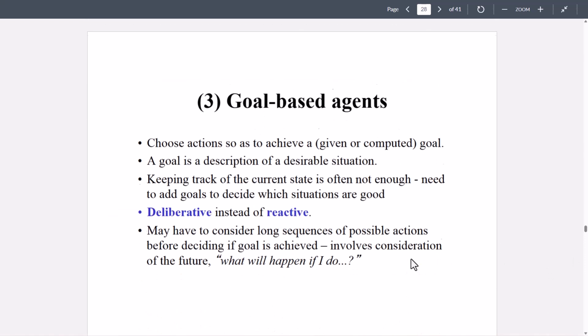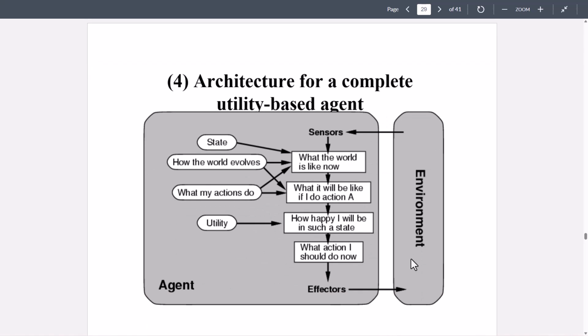The last one is the utility-based agent. The key idea is goals alone are not enough. For example, a taxi agent might reach its destination using many different routes. All of them satisfy the goal of reaching your destination, but some are faster, safer, cheaper, or more reliable. A simple goal test cannot capture these differences. That's where utility comes in. In AI, utility is a numerical measure of how desirable a state is for the agent.